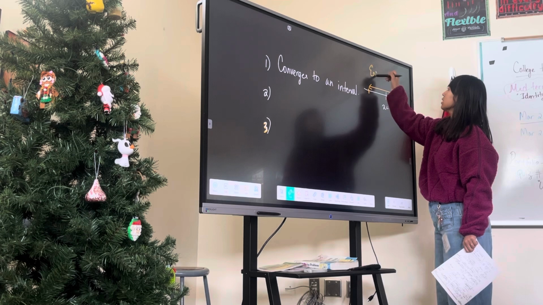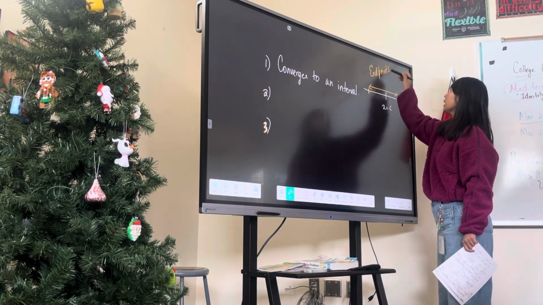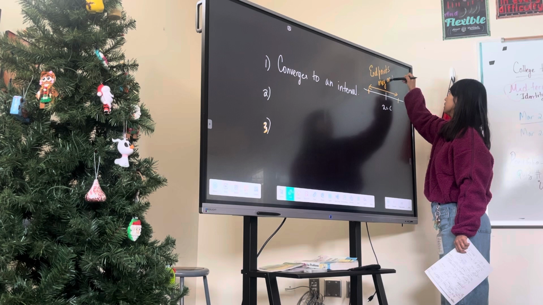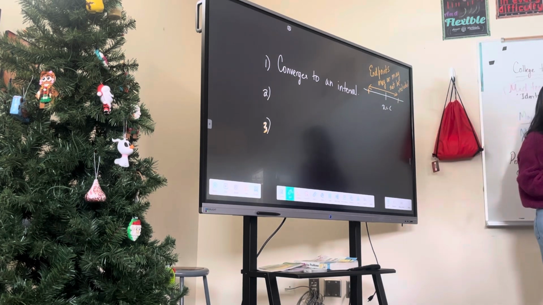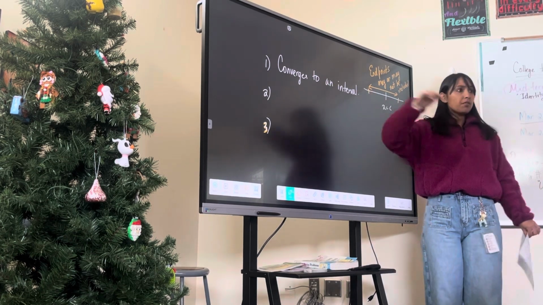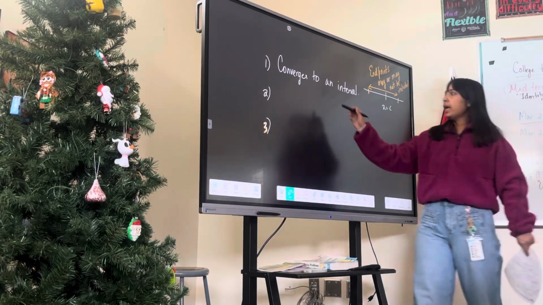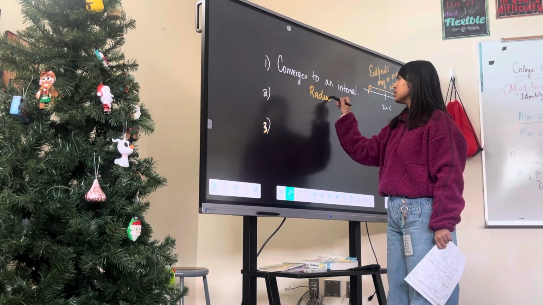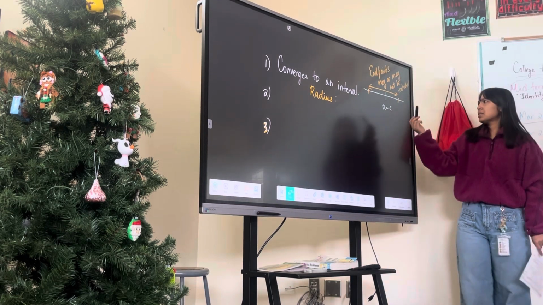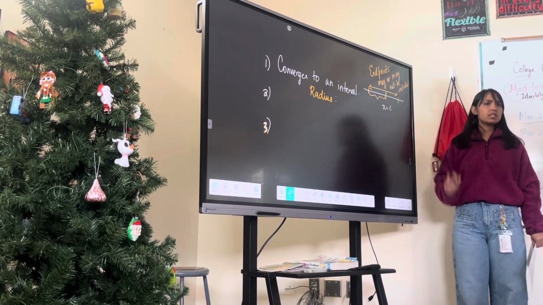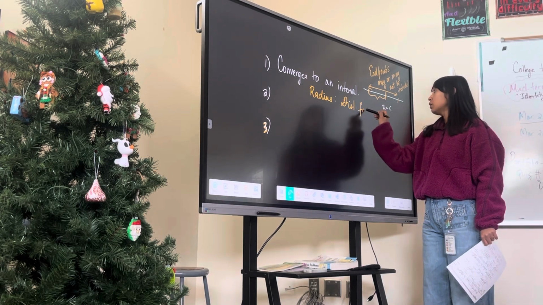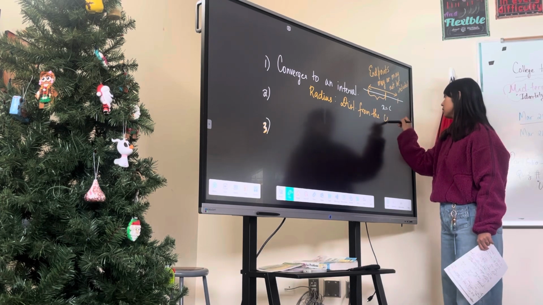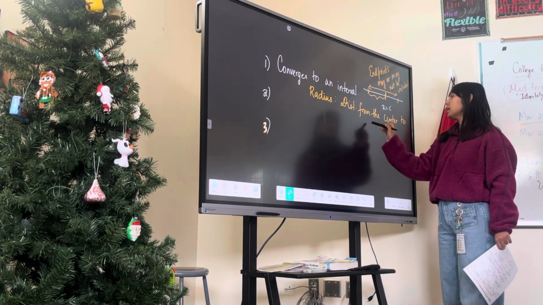So the endpoints, you may want to write this down, may or may not be included. Okay? If it converges to the interval, then we have to find the radius. What's the radius? The distance from the center, right? So the radius would be the distance from the center of the series to the endpoint.